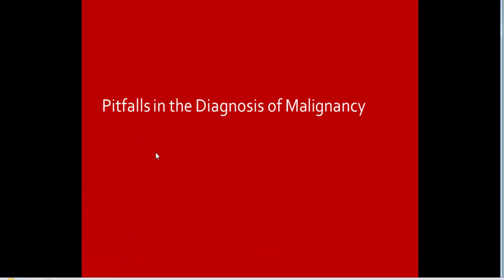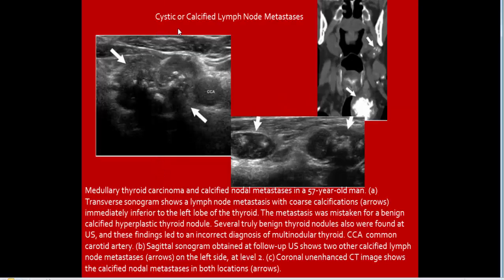Pitfalls in the diagnosis of thyroid nodule malignancy: cystic or calcified lymph node metastasis, medullary thyroid carcinoma, and calcified nodal metastasis. Transverse sonogram shows lymph node metastasis with coarse calcification immediately inferior to the left lobe of the thyroid. Metastasis mistaken for a benign calcified hyperplastic thyroid nodule.